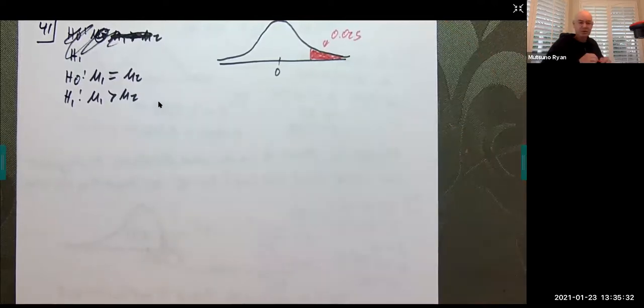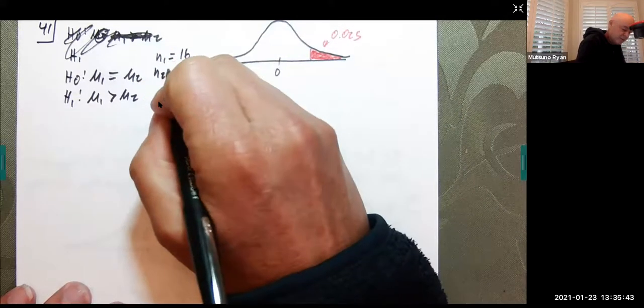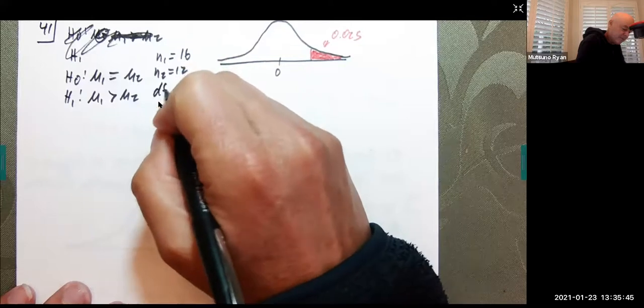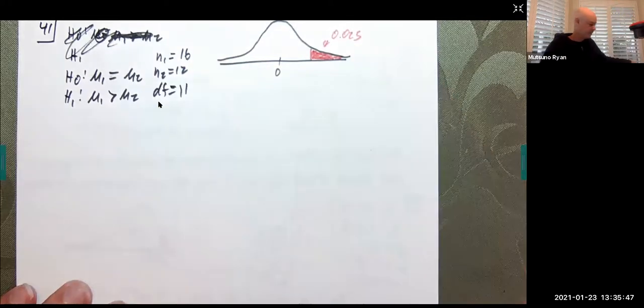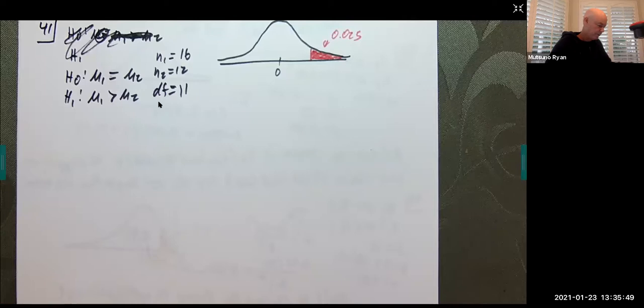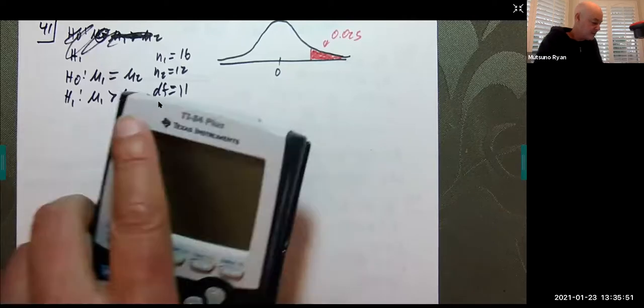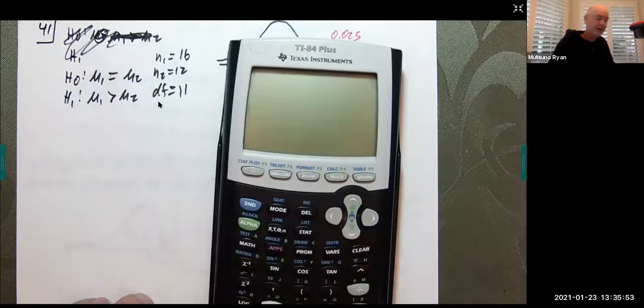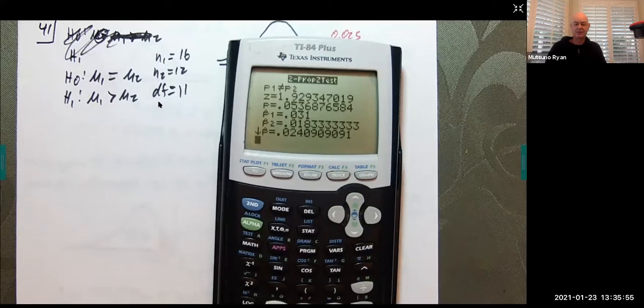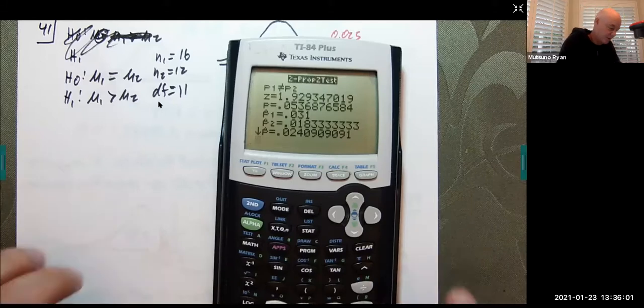We're going to choose the smaller of the two n's to come up with our degrees of freedom for this one. So n sub 1 is 16, n sub 2 is 12. So we're going to say our degrees of freedom is 11. And so I'm going to do inverse t. I'd like to make it clear you may not have an inverse t if you have an older TI calculator, like a TI-83. So you'll have to look it up on the table. And I'll show you how to do that here in just a second.